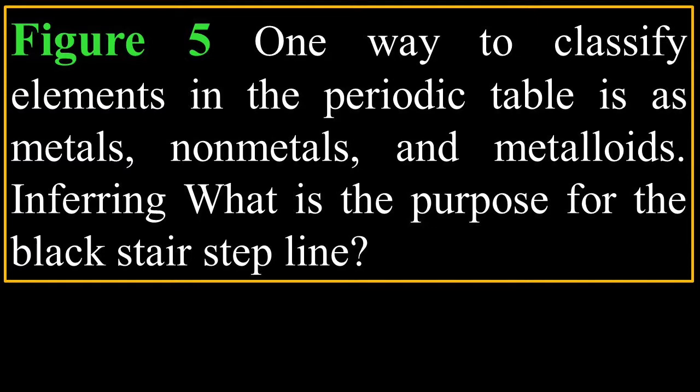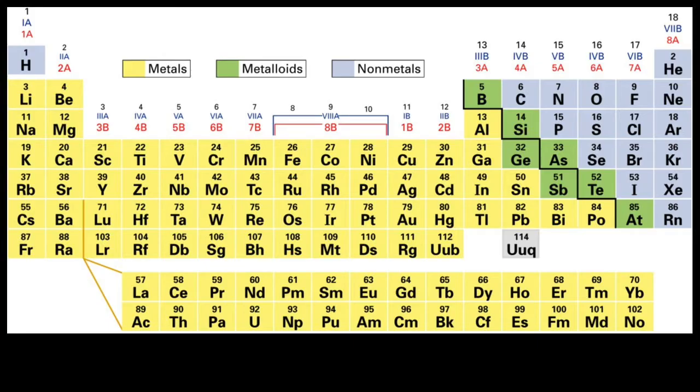nonmetals, and metalloids. Inferring, what is the purpose for the black stair-step line? Well, those are the metalloids. That is the separation between metals and nonmetals. Now, what we're going to look at is the modern periodic table that Glenn Seaborg helped to develop, for which he won the Nobel Prize.